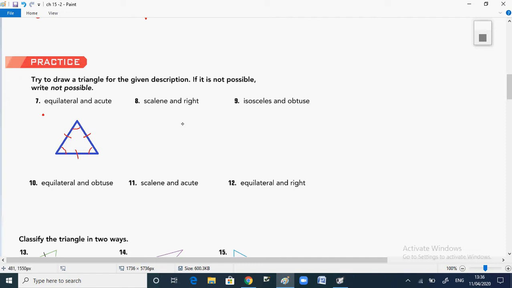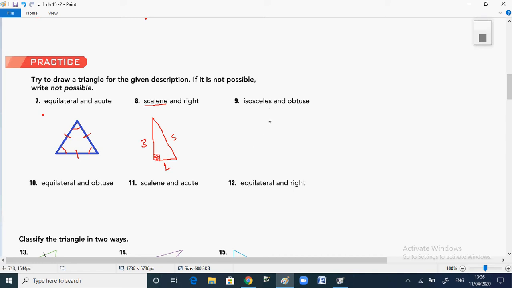Now, scalene and right angle triangle. Look, scalene means I don't have any equal side, and right angle triangle I can see like this, like this, like this. So this is right angle. Maybe this is 3 centimeter, this is 1 centimeter, this is 5 centimeter, right? So they are different sides. Here we have different sides and one right angle.